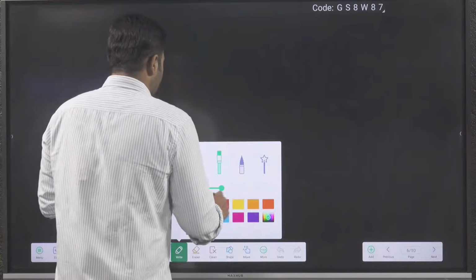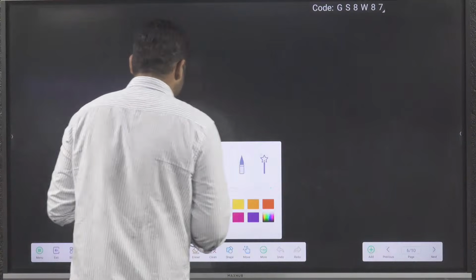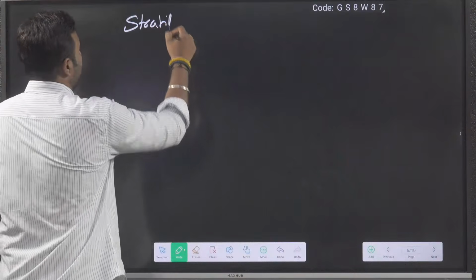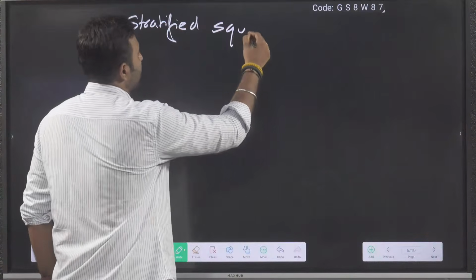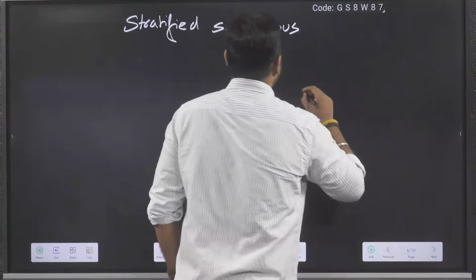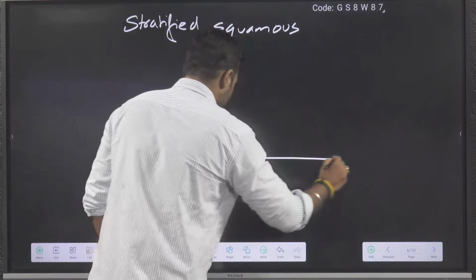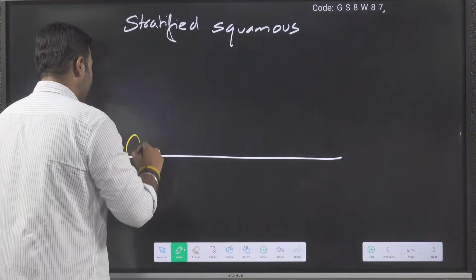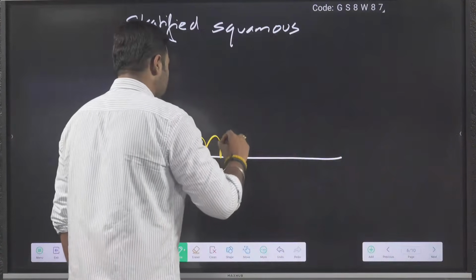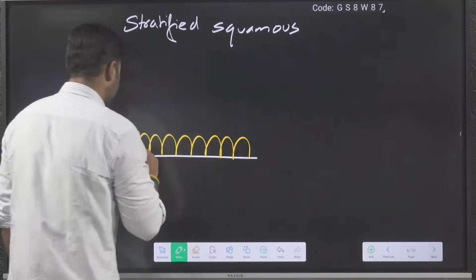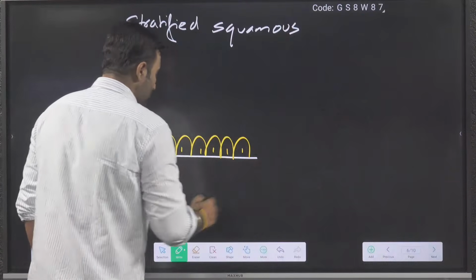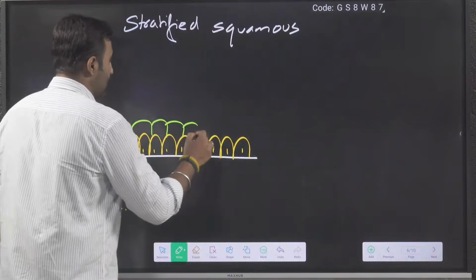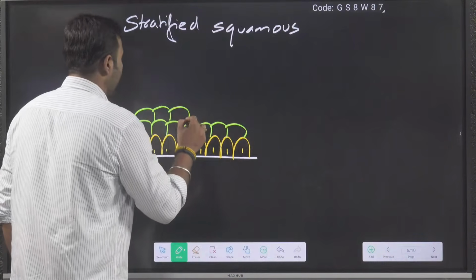Come on, let's see the basic diagram of stratified squamous epithelium. Look here. We have the basement membrane. On this basement membrane, we have the columnar cells. So the lower level cells are columnar. Then as we go up, the cells become cuboidal in nature.